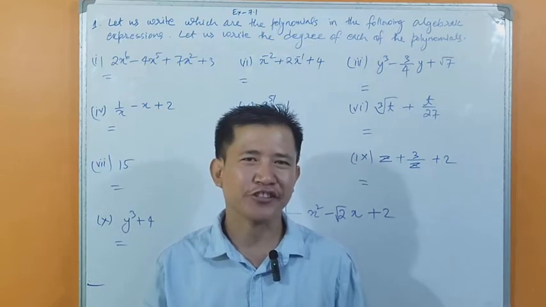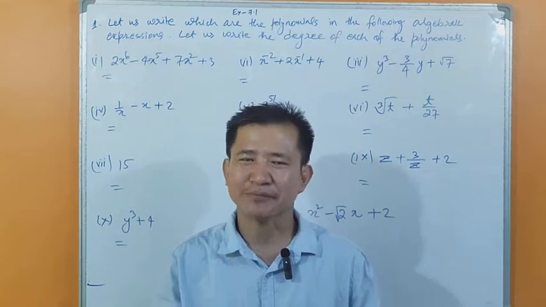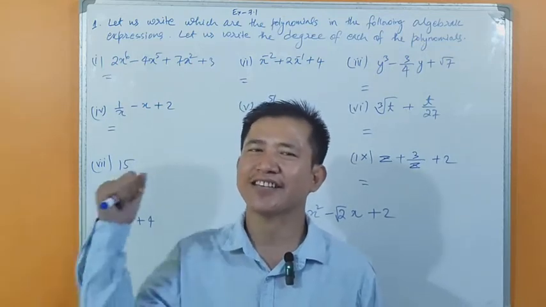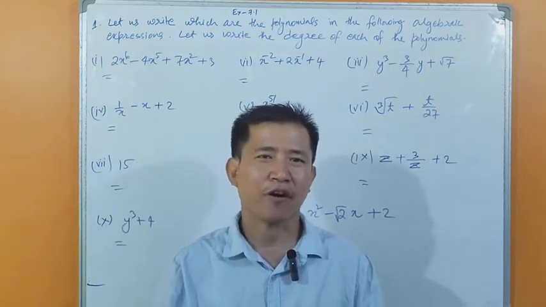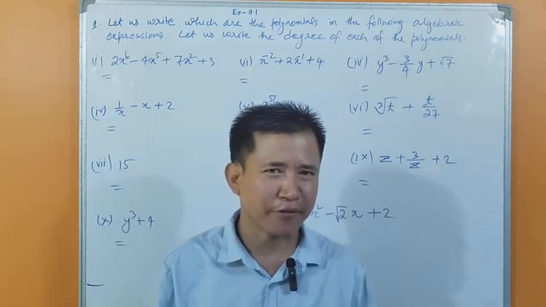For the reference questions we are using the West Bengal Board of Secondary Education, Book of Class 9, Exercise 7.1. We have already done the concept of polynomial in our previous video.